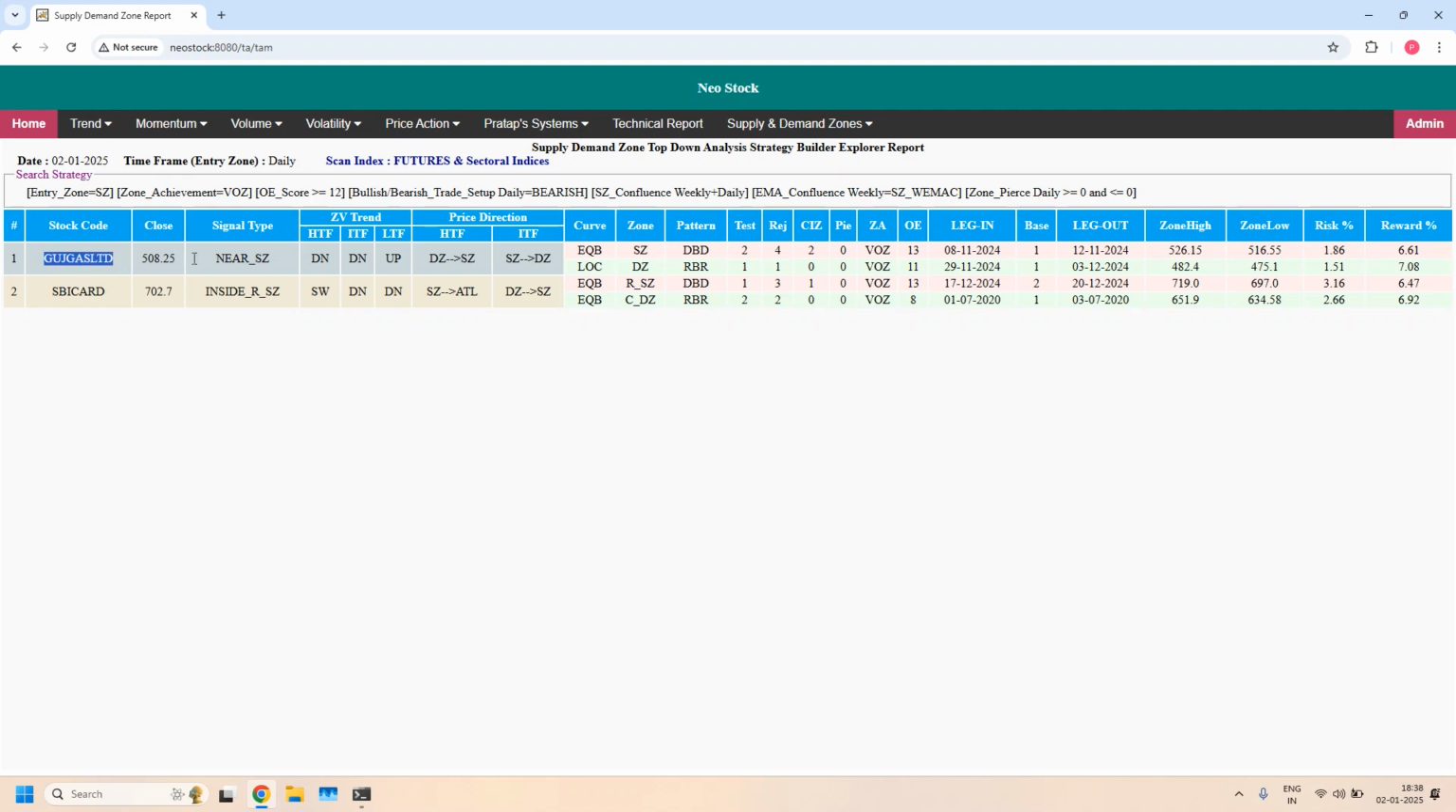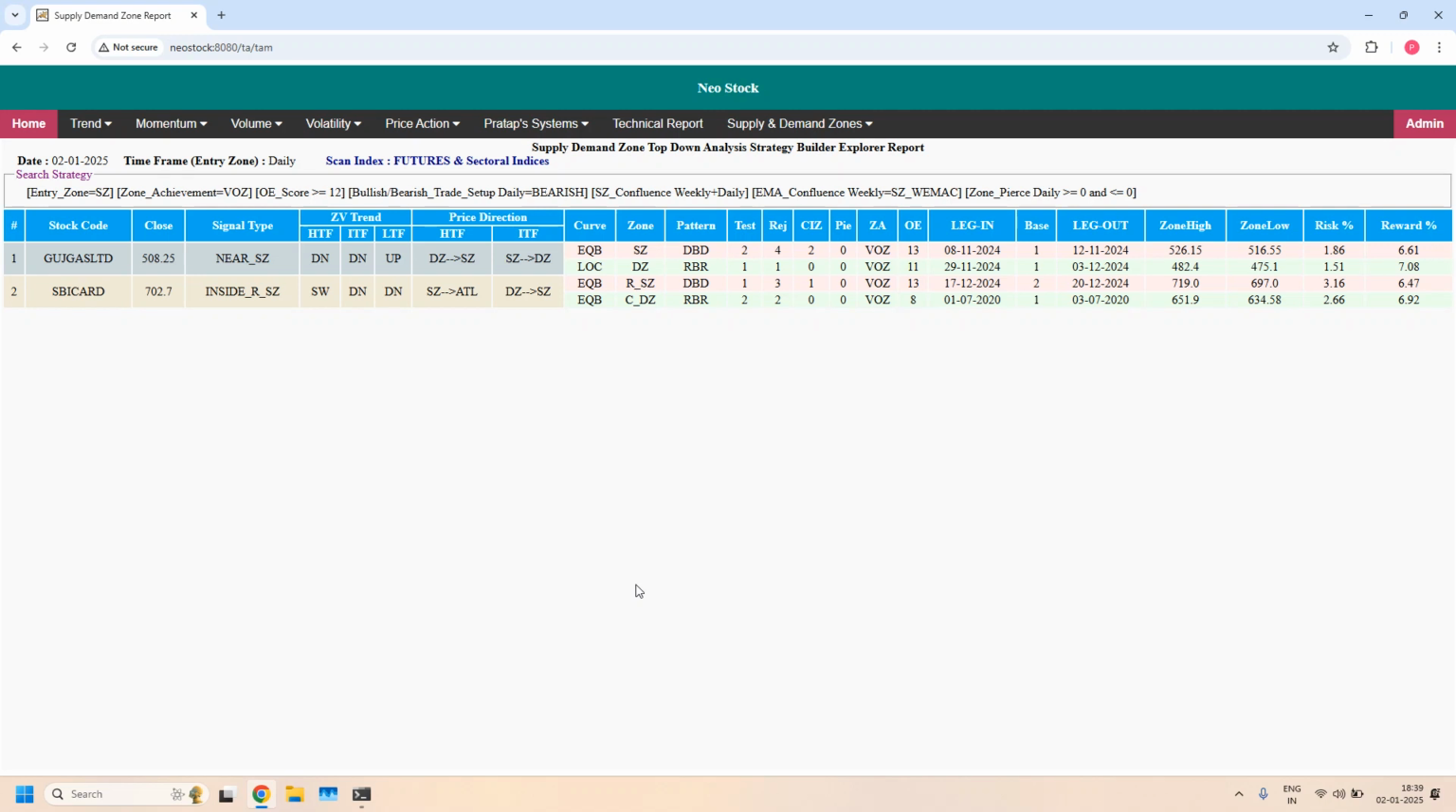Currently Gujarat stock is near this supply zone, but it is already tested 2 times. You should carefully analyze if the order flows are there, you can plan the trades. And this stock is already inside the zone. Okay, this is about bearish trade setup for monthly income trade.